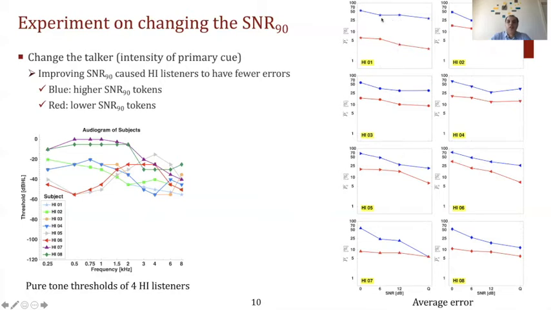The blue curve is the sounds that have higher SNR90, meaning less clear. The red curve is the sounds that have lower SNR90, so more clear sounds. You see across all of the subjects, even though they are very different in their hearing loss profiles, SNR90 is a good measure to reduce the error. The x-axis here is the SNR. For all of the cases, the error goes down when we enhance the SNR90 for hearing impaired subjects.